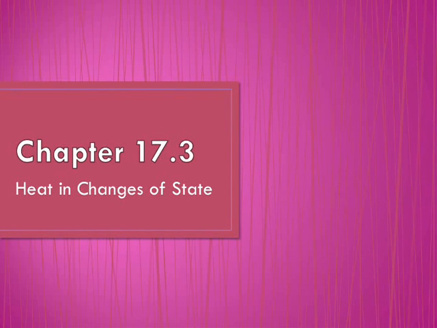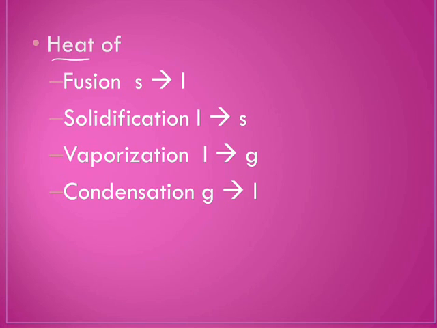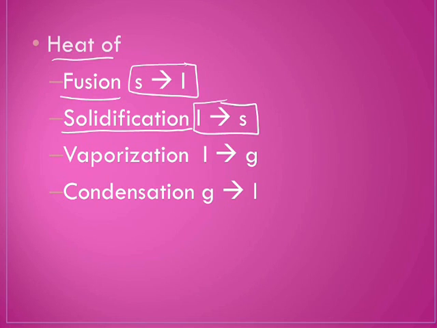Okay, heat in changes of state. Now, when we're talking about the heat of fusion, that means heat going from a solid to a liquid, so fusing to a liquid. Heat of solidification is going from liquid to a solid. What is the heat required to go into a liquid to make it a solid? Or really, what is the heat taken away that has a liquid go to a solid?